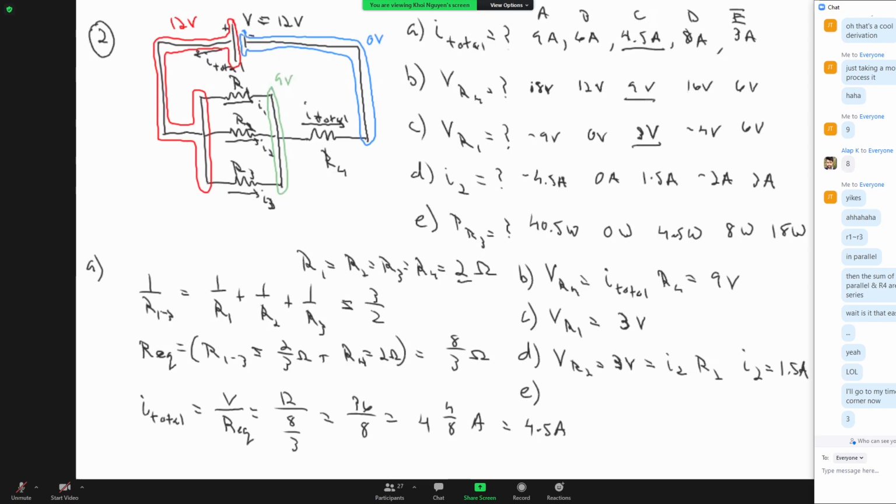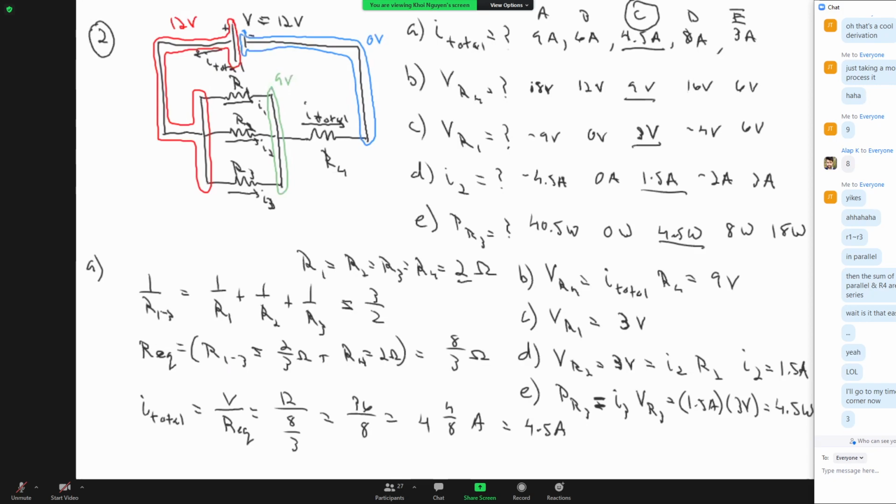And last but not least, the power across R3. We know I3 and we know VR3. I3 is 1.5. And the voltage is 3 volts. So that's 4.5 watts. So each of these answers. Looks like answer choice C is the most correct.